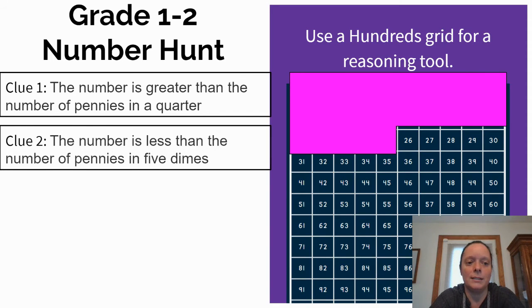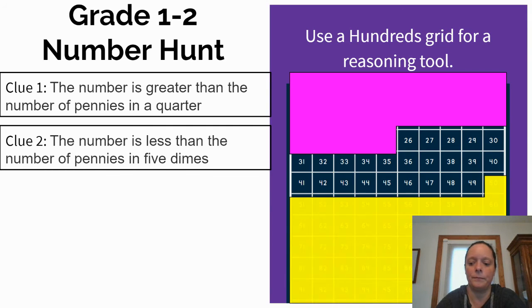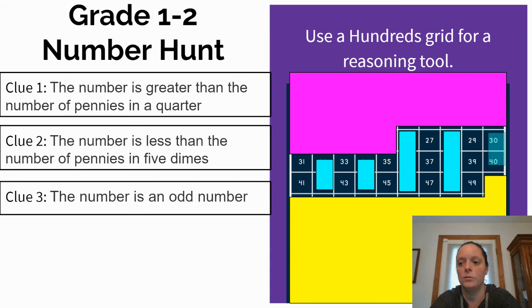Clue 2, the number is less than the number of pennies in 5 dimes. So again, 5 dimes is 50 cents. So they have to find 50 in the hundreds grid and mark off numbers that are 50 or higher. Clue 3 is the number is an odd number. So since we're talking 2 digits, we need to focus in on the ones place.